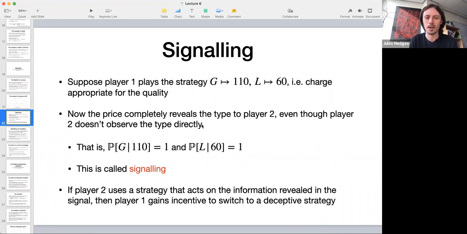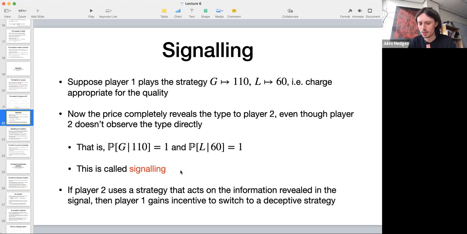So that is to say, the posterior probability that the type is good, given that the move is 110, is 1, and the posterior probability that it's a lemon, given that it's 110, is 0. And then similarly, the posterior probability that it's a lemon, given that the price is 60, is also 1. So this is called signaling, when after Bayesian updating, the player learns new information that they didn't know before, and they learn it perfectly here.